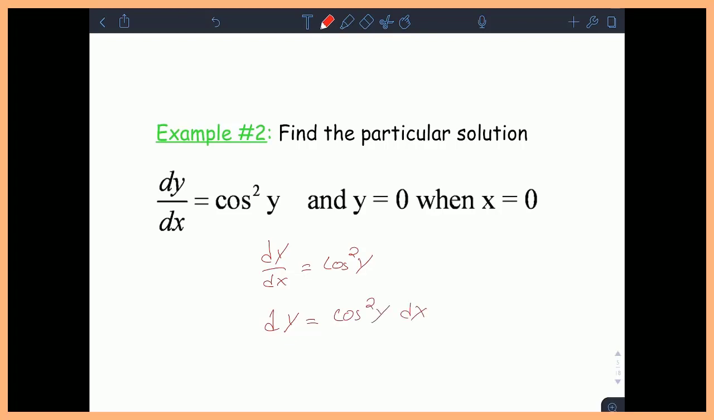And then if I divide by the cosine squared y, I'd have 1 over cosine squared y, which is just secant squared y, dy equals dx. There's nothing over there anymore, it's just a 1. I'm actually going to put a 1 there. It's helpful to write the 1.